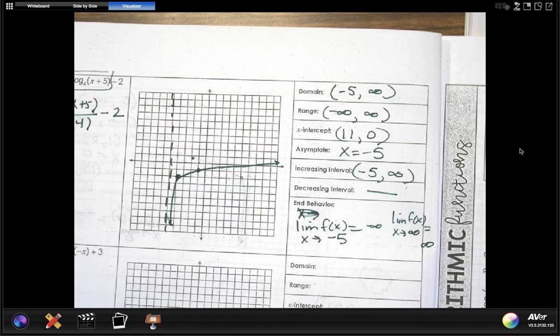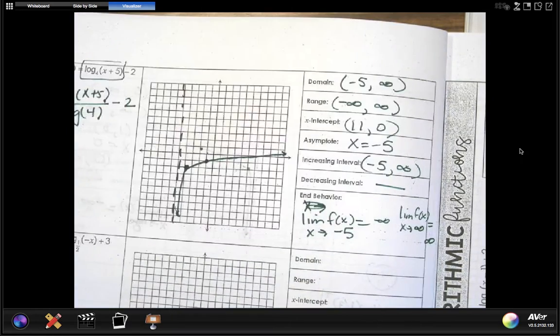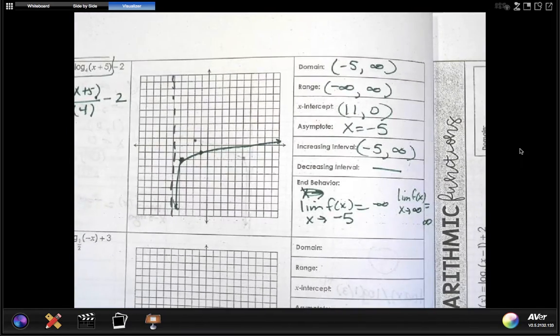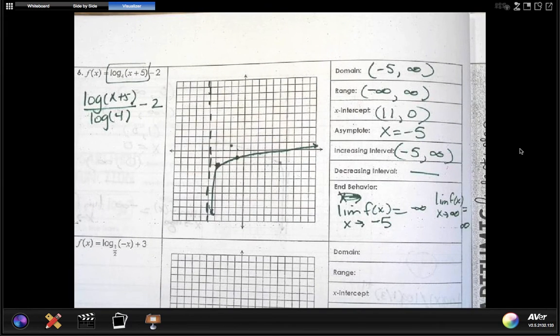So what I'd like for you to do next is go ahead and do the worksheet, and then I will post the answer so you can check to make sure you have done it correctly.